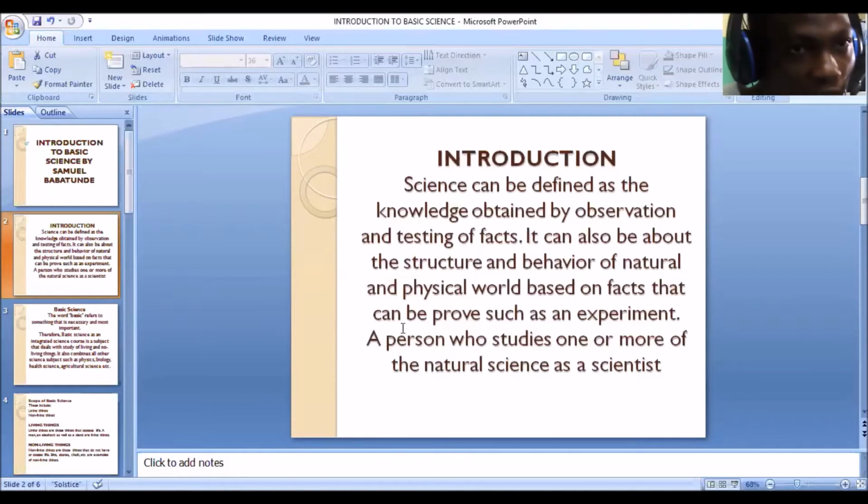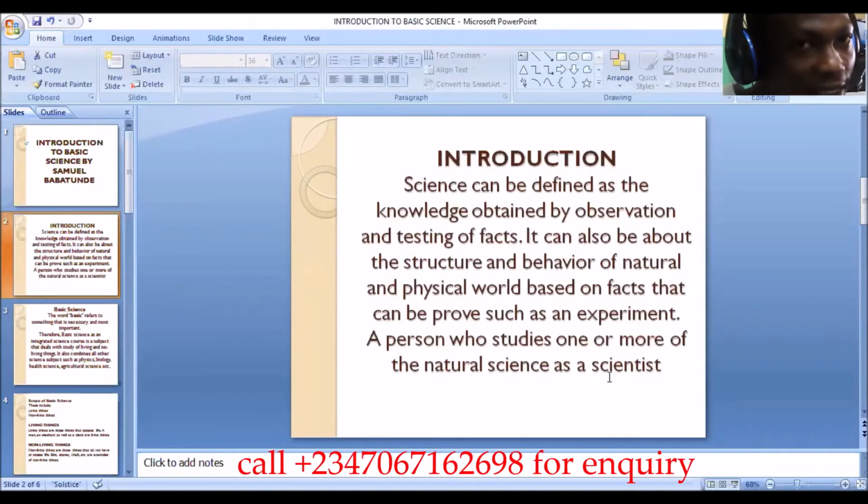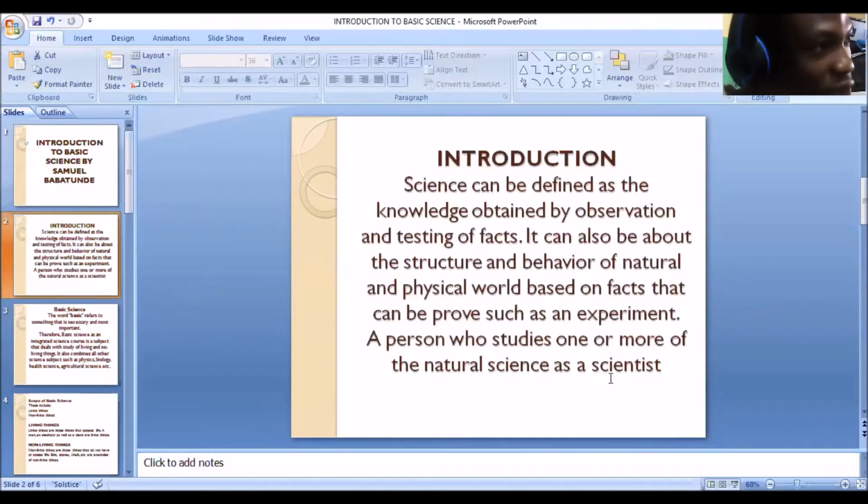Now we say a person who studies one or more of the natural sciences is called a scientist. Once you are involved in the study of one or more natural sciences, once you begin to carry out experiments in order to prove these theories, in order to prove these laws, in order to discover new things in science, you are regarded as what? As a scientist. So scientists are those people that involve themselves in all these forms of experiments, trying to make new discoveries every day.